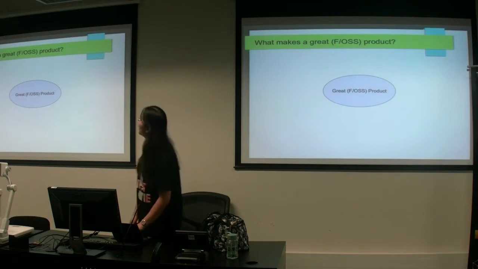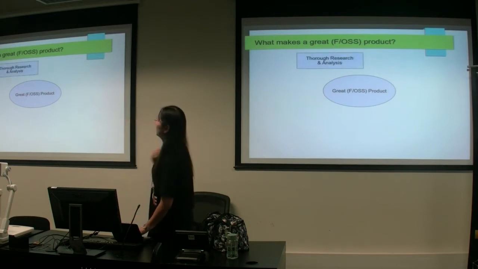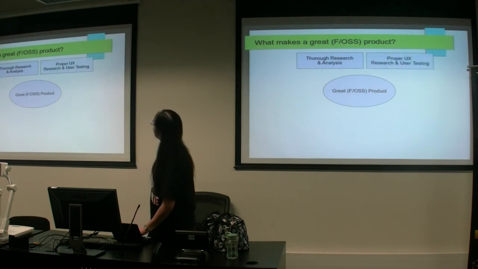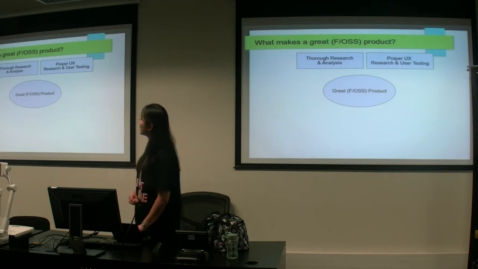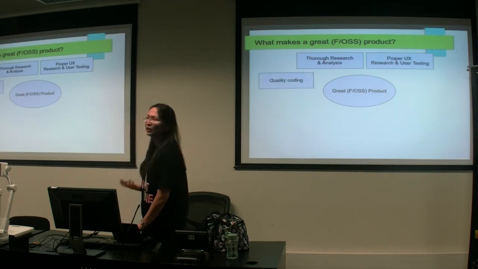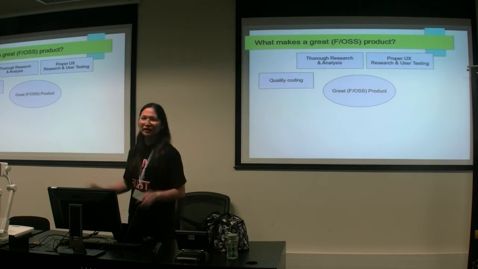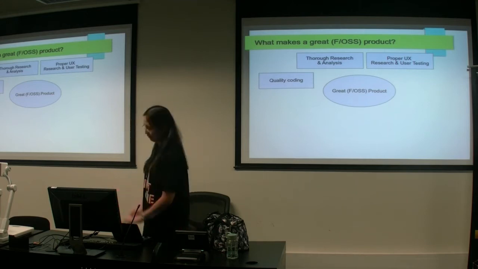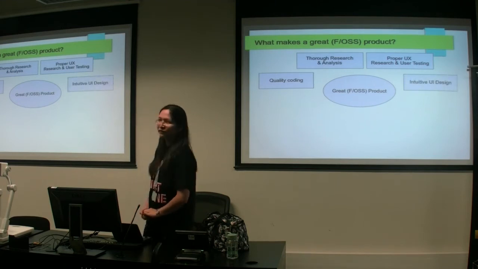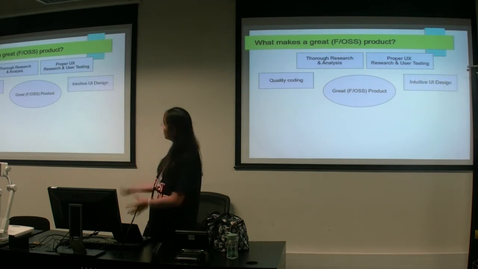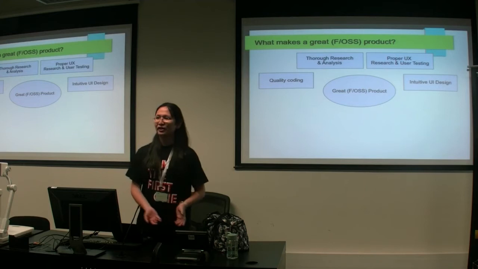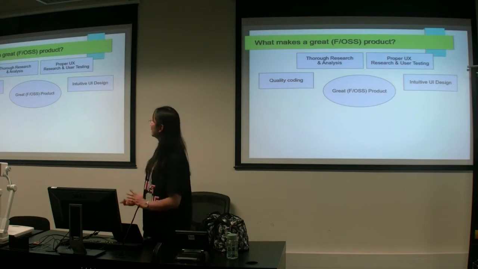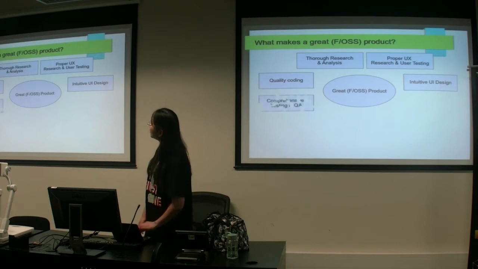So there are a few components. So we need to have a thorough research and analysis, and then we really need to have some product user experience research and user testing, some quality coding, obviously. So that's most of us are developers, so we're very familiar with that. Intuitive UI design, so that means besides user experience research, you have to consolidate that into a very concrete visual design that everyone understands what it means. Comprehensive testing and quality assurance.